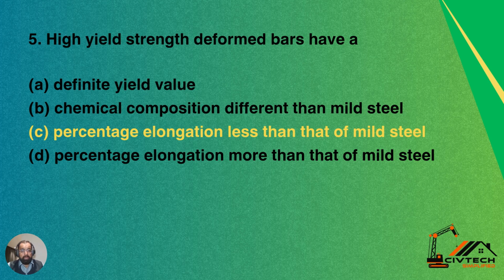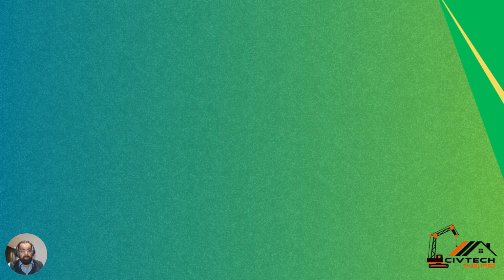Question 5. High yield strength deform bars have: option A, definite yield value; option B, chemical composition different than mild steel; option C, percentage elongation less than that of mild steel; option D, percentage elongation more than that of mild steel. So high yield strength deform bars have percentage elongation less than that of mild steel. So C is the correct answer.